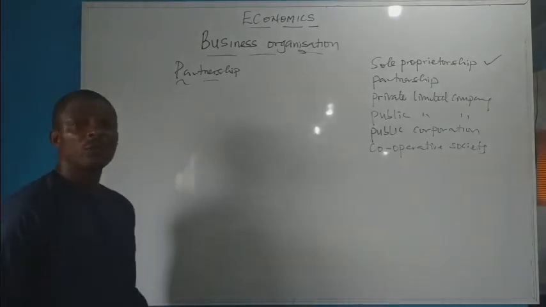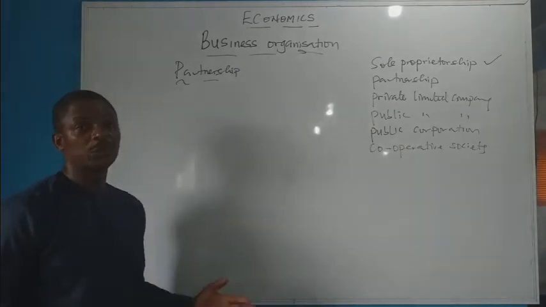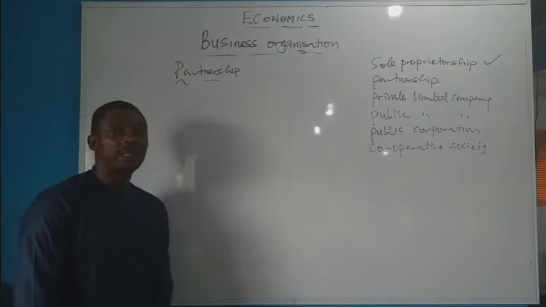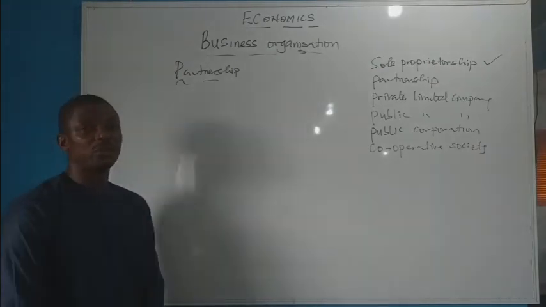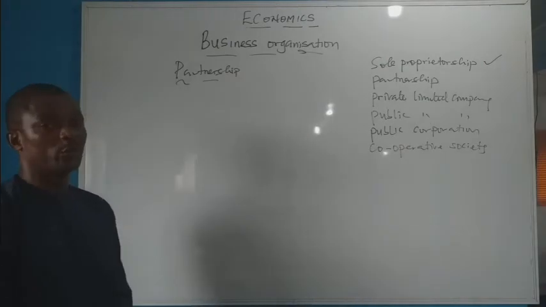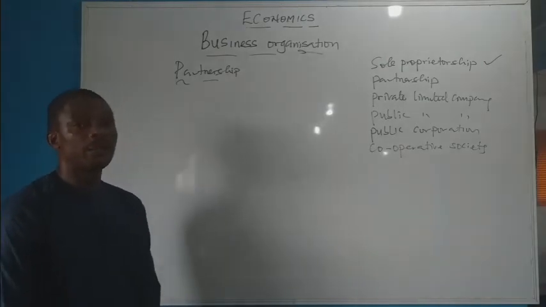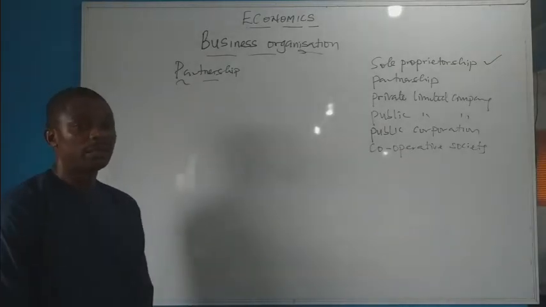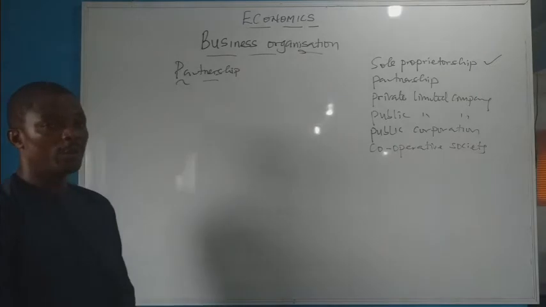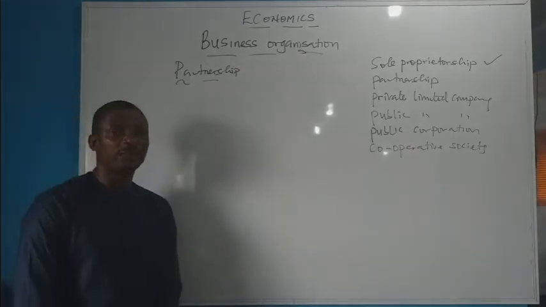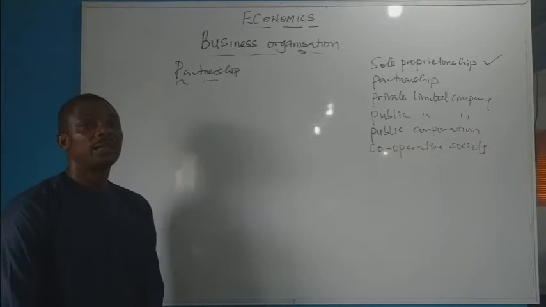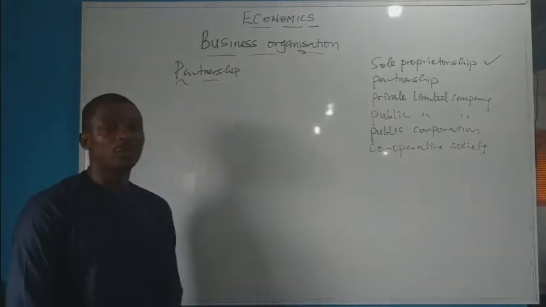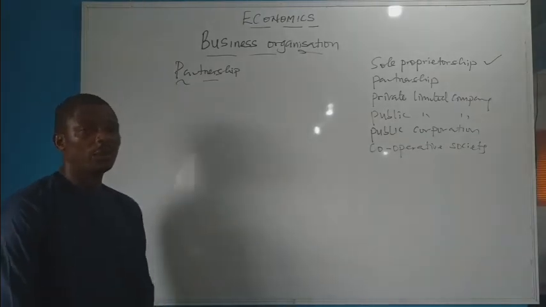Then number 2, the finance aspect of it is contributed within the partners that are involved in the business. 3 is that it has unlimited liability, just like the sole proprietorship. And I told you that unlimited liability means that the debt is not limited to the amount of capital that has been contributed. And number 4, it is not a legal entity. I told you that legal entity means that it cannot sue and be sued, because whatever happens to the business also happens to the owner.